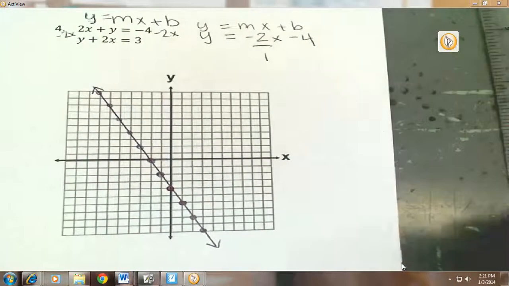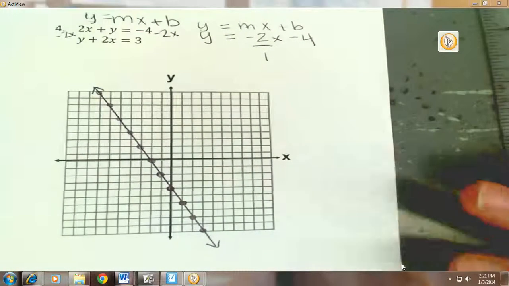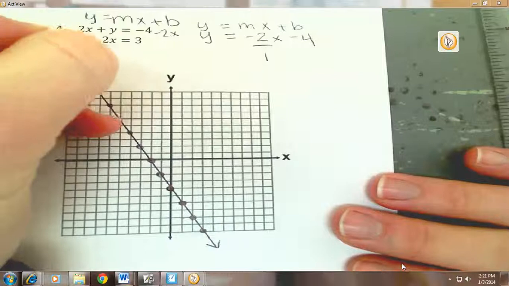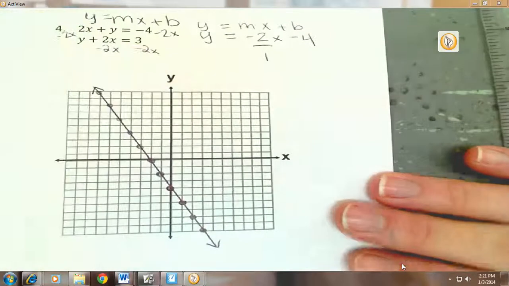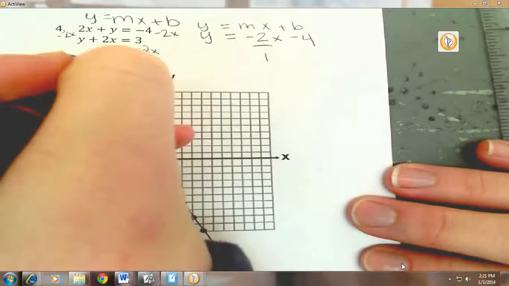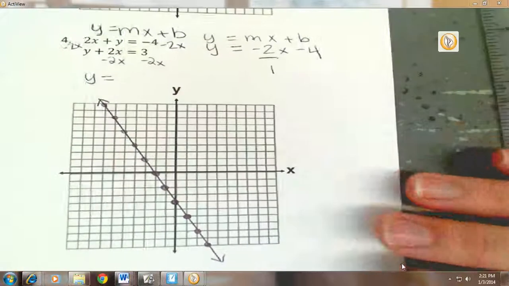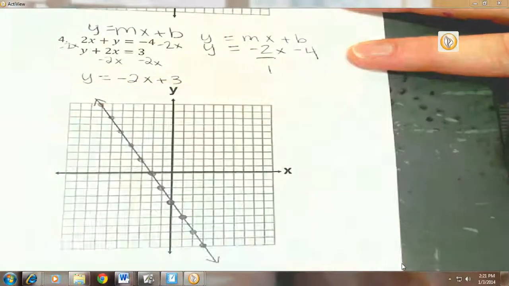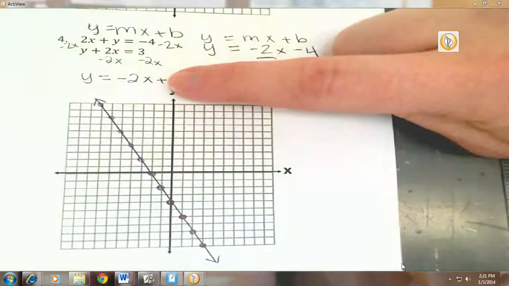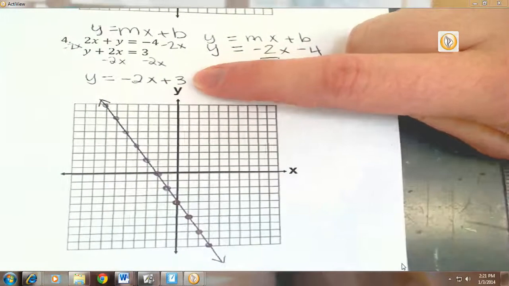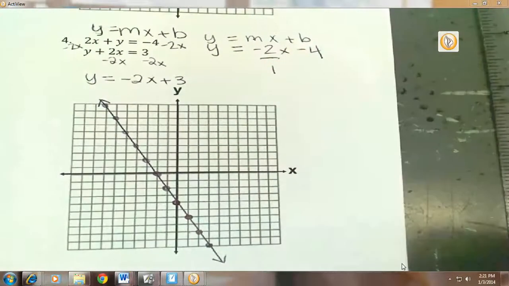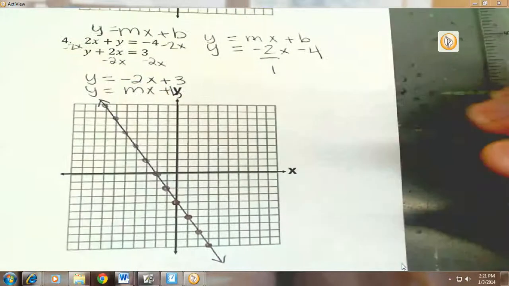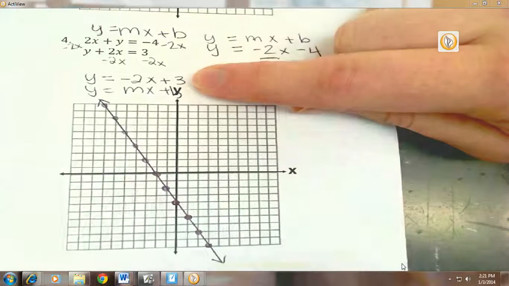We now need to graph the second equation. Like the first one, we're going to put it into slope-intercept form. To do that, I'm going to subtract 2x in the second equation. So our new equation is y equals negative 2x plus 3. Again, I wrote my x term first, my constant last. When we graph this one, begin by plotting your y-intercept, which happens to be 3.